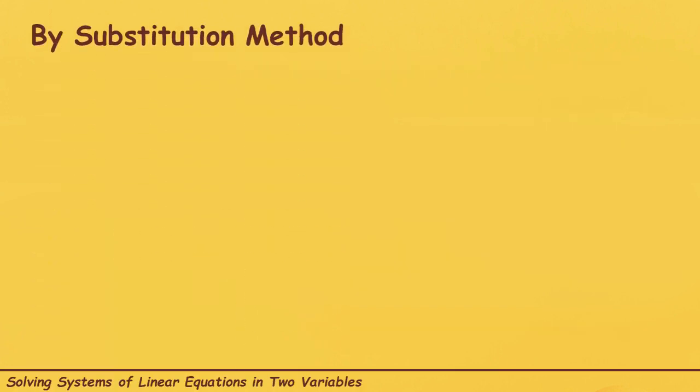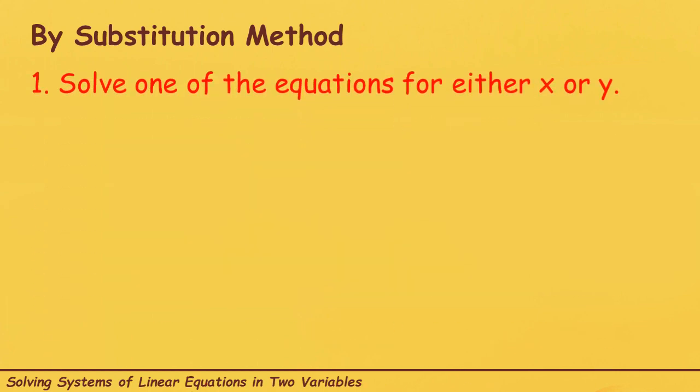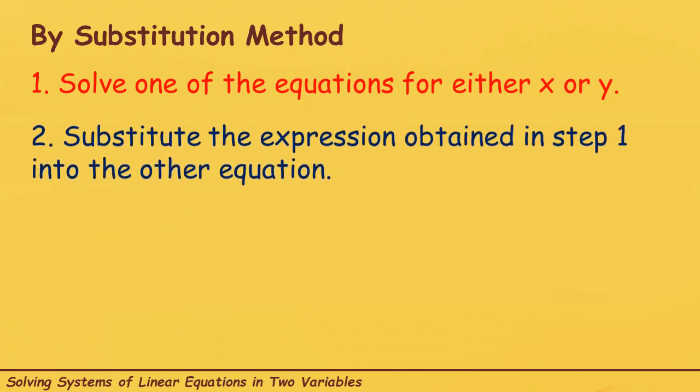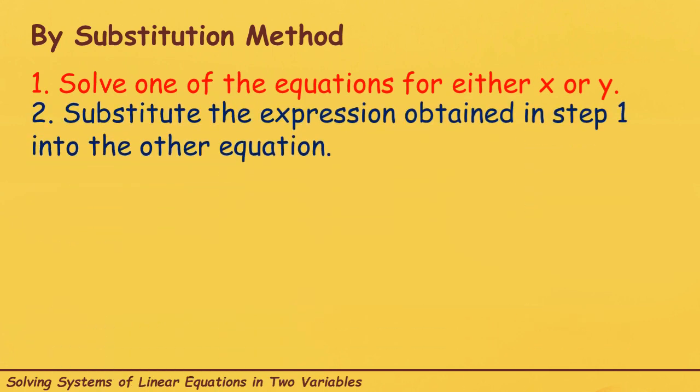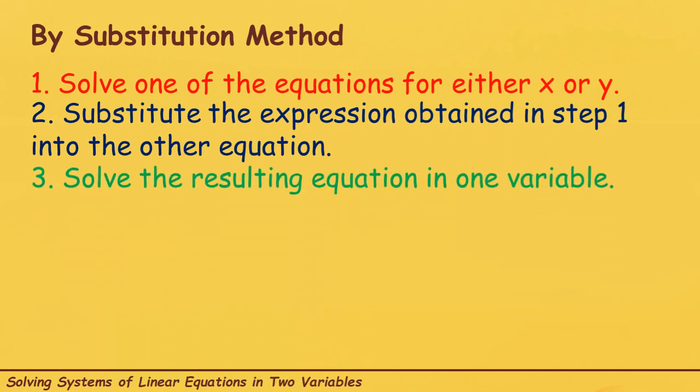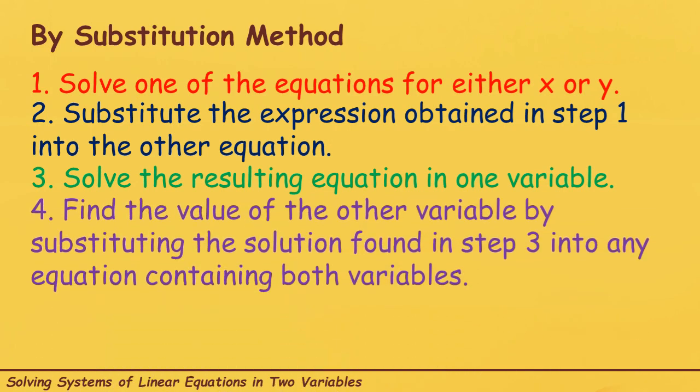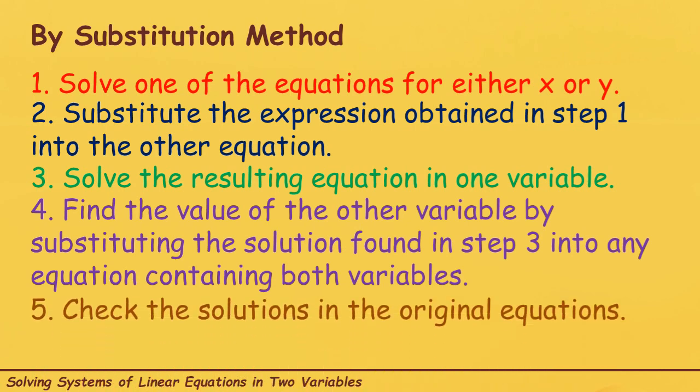These are the steps on how we can solve systems of linear equations in two variables by using the substitution method. First, solve one of the equations for either x or y. Second, substitute the expression obtained in step 1 into the other equation. Third, solve the resulting equation in one variable. Fourth, find the value of the other variable by substituting the solution found in step 3 into any equation containing both variables. Fifth, check the solutions in the original equations.